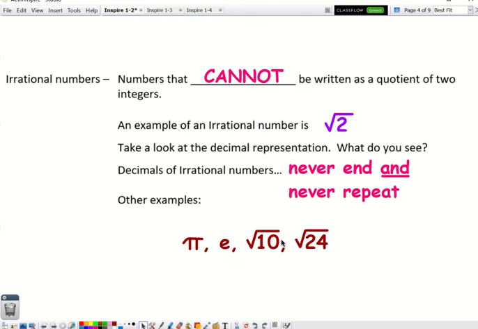And other examples are other square roots. Square roots are actually probably the main example of irrational numbers. The square root of 2, the square root of 10, the square root of 24, the square root of 27, the square root of 305. Not all square roots, though. Can you think of a square root that is not irrational, basically rational? Can you think of any of them?